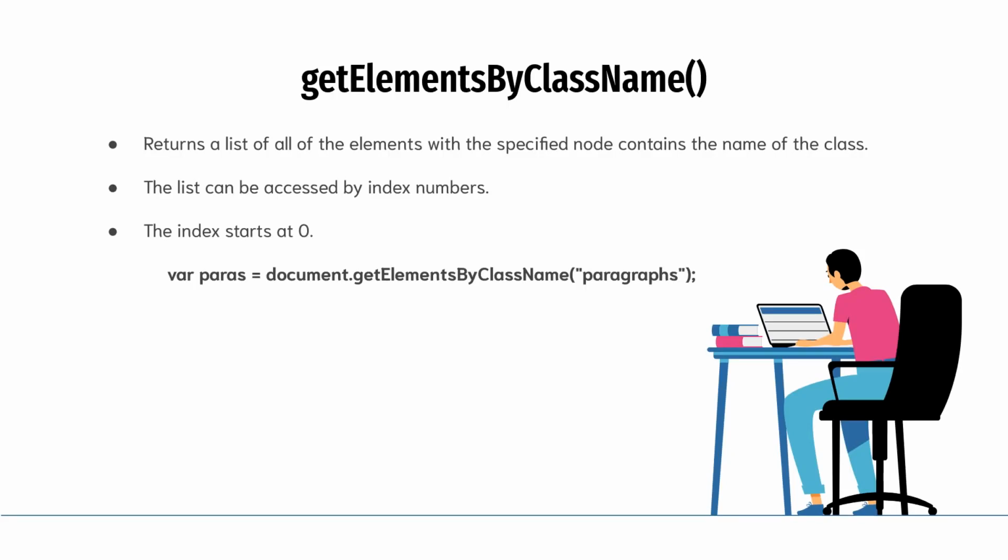In this video we'll see some more DOM methods. The first DOM method that we'll see is getElementsByClassName. getElementById was used to identify a particular element, and it returned that element using its ID.